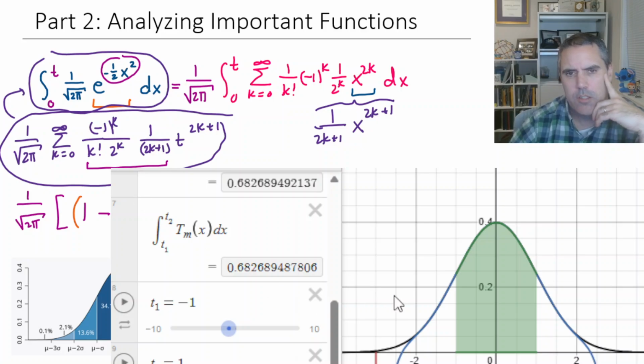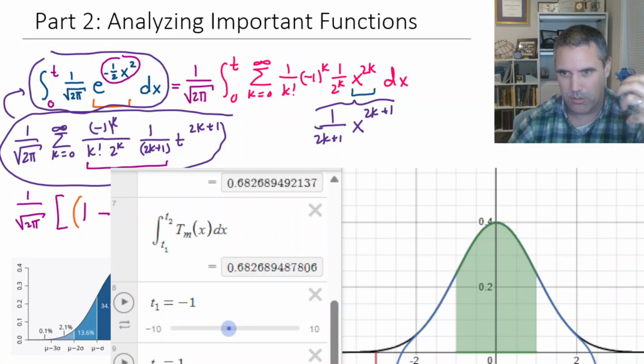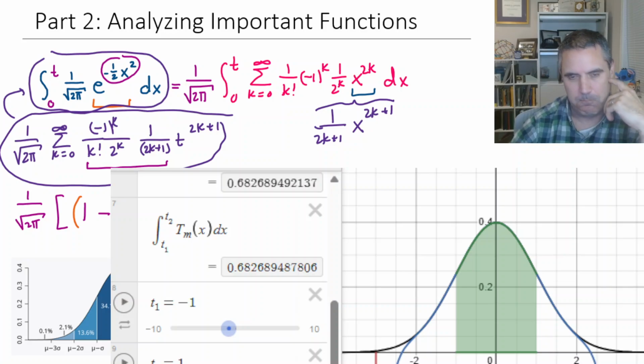Okay, so there you go. There are some examples of analyzing some important functions. I hope you found that interesting. It gives a standardized way to analyze lots of functions related to sine and cosine and e to the x. Again, to me personally, that's not the most exciting example, but it is an important one, and I wanted to include it in this series. All right.